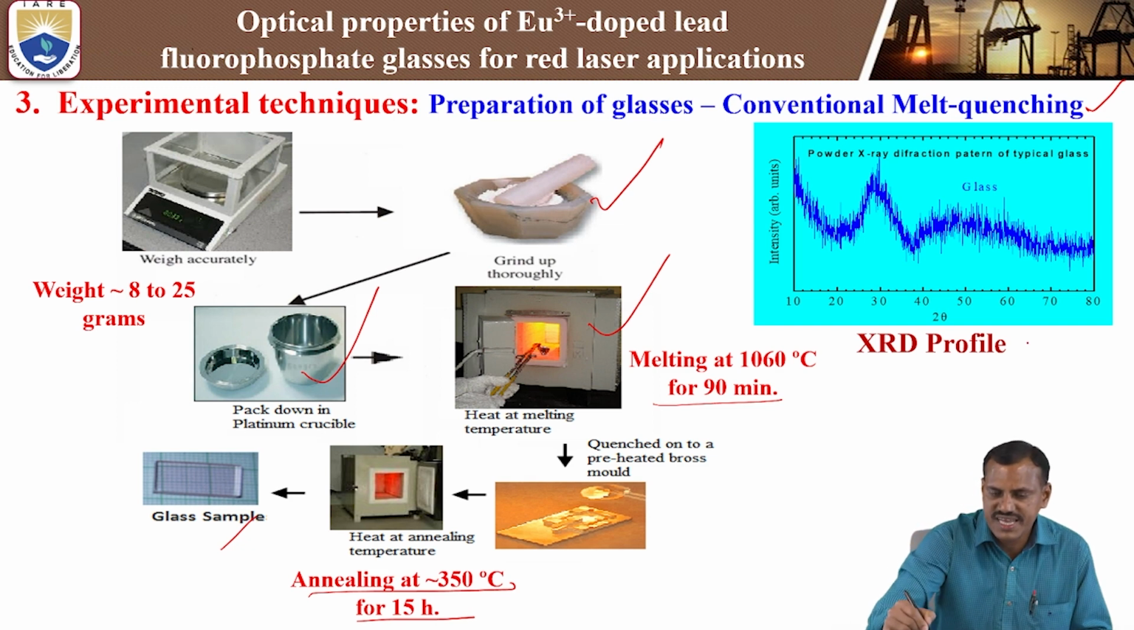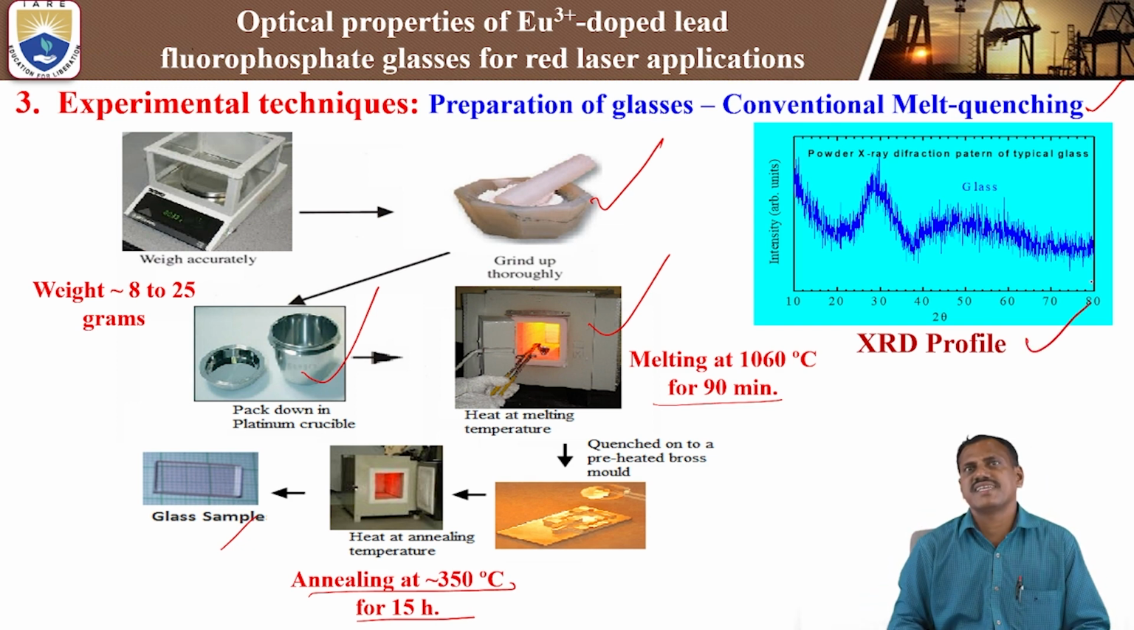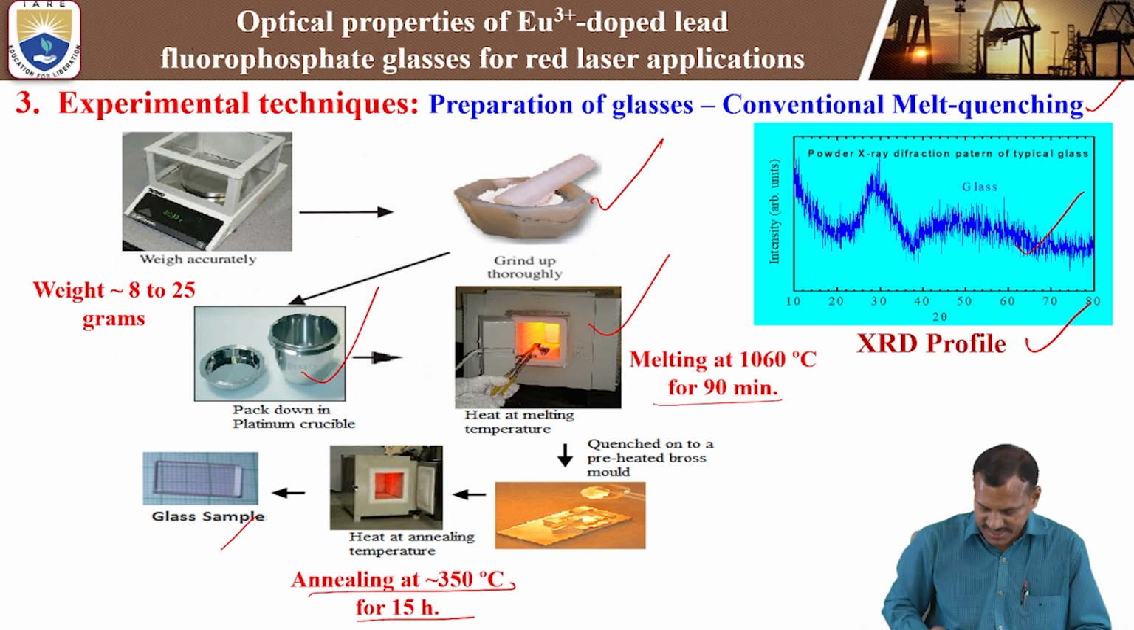Initially, we need to perform XRD measurement, which is used to determine whether the prepared glass sample shows glassy nature or crystalline nature. In our present case, it shows broad peaks. Each and every peak is a broad peak. That is why it shows a very glassy nature. It does not have any crystalline nature. That is why our prepared sample is completely glassy.